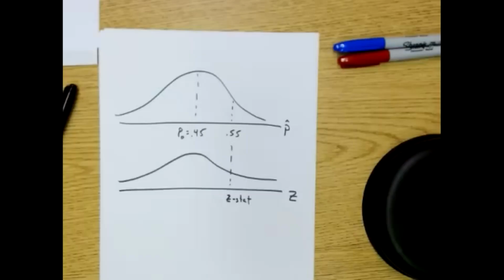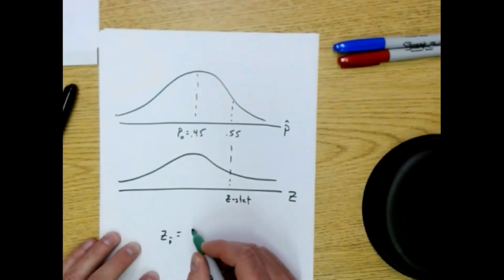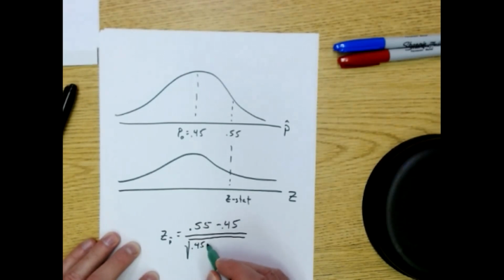So I'll write it out here just so we can see it. All right. Well, we took the sample proportion we found minus the assumed true proportion, divided by the square root of the assumed true proportion times 1 minus the assumed true proportion over that sample size of 40.